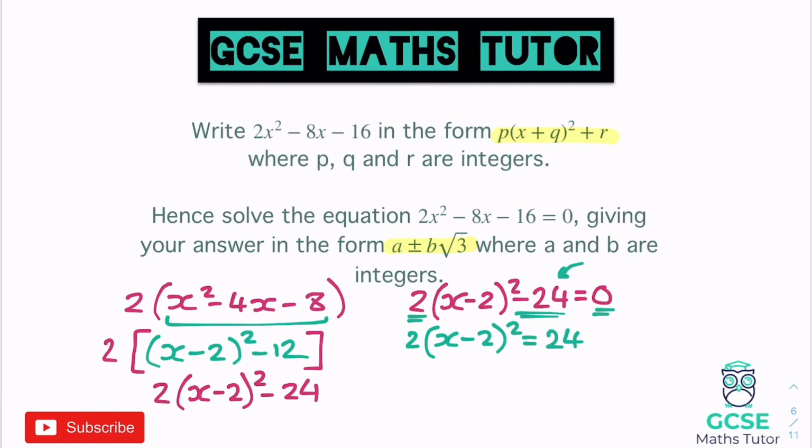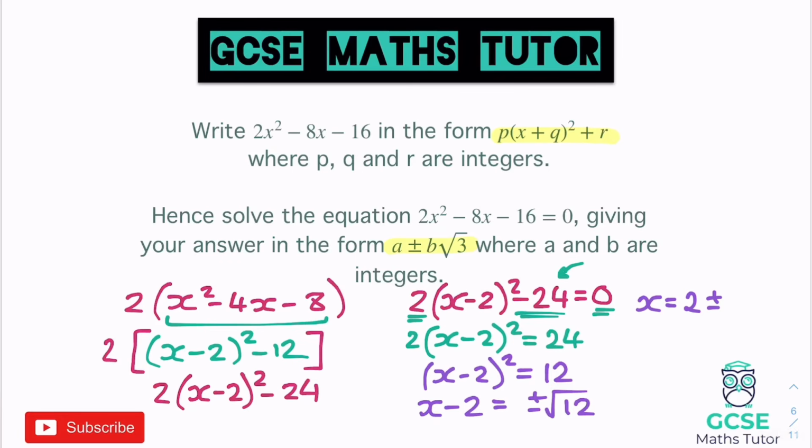So if we go about dividing by 2 now, we'll get x minus 2 squared equals 12, and then it's exactly the same as the last question. Now we can square root both sides and we get x minus 2 equals plus and minus the square root of 12, and then we can add that 2 over to finish it off, and we get x equals 2 plus and minus the square root of 12.